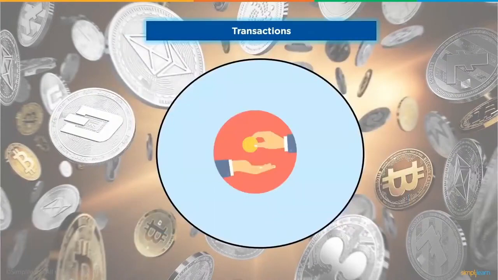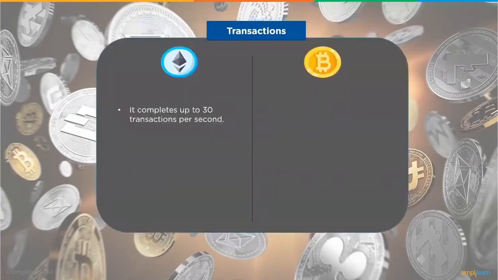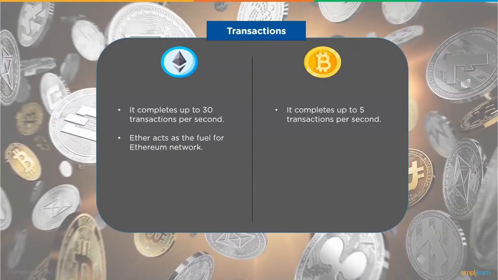Next is transactions. Ethereum is a little bit faster than Bitcoin, with 30 transactions per second, and it takes just a few minutes to confirm it. On the other side, Bitcoin's transaction speed is 5 transactions per second, and it can take up to 60 minutes or more to confirm. Ether, the currency of Ethereum, acts as the fuel for Ethereum networks, and Bitcoin is only used as the value for real-world transactions.